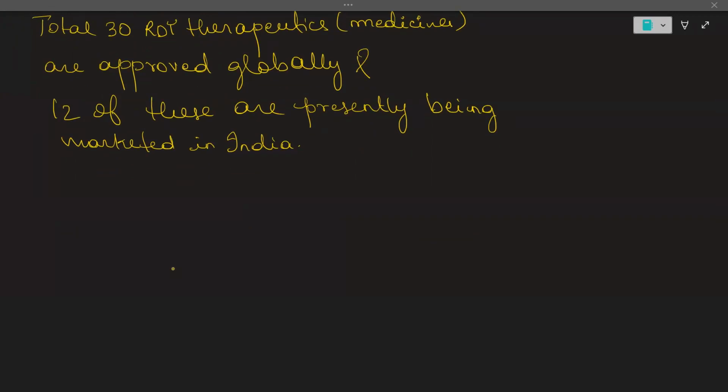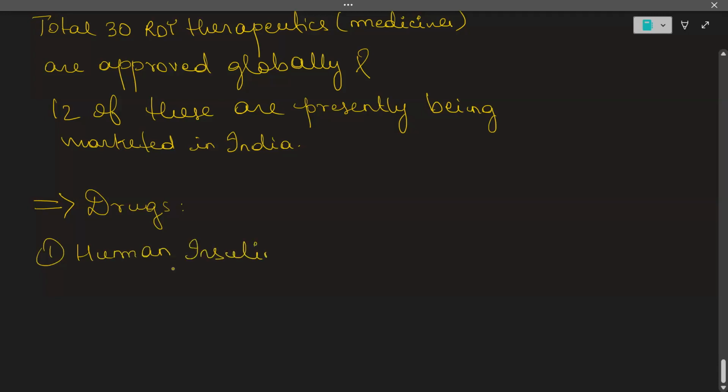Yes, ma'am. Okay. Now see, I'll give you some examples of the drugs that are approved in India. This is not something you people have to learn as such, but it's okay if you remember it, and it's fine if you don't also. The first one is human insulin. After human insulin comes streptokinase. This is also synthesized with the help of RDT. Then comes erythropoietin.